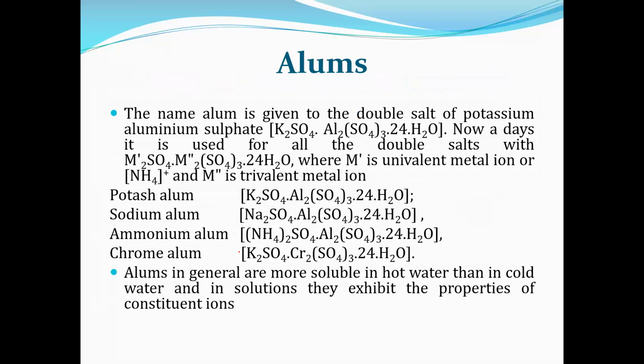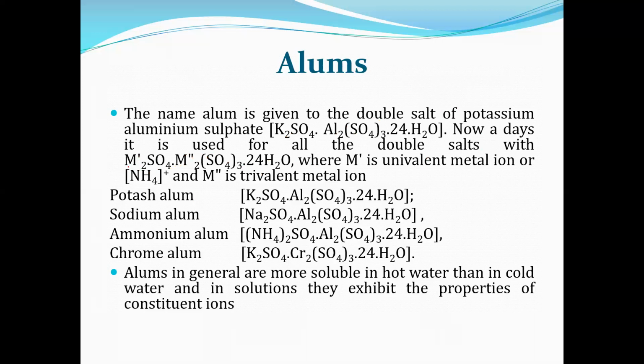So next one is the alum. The name alum is given to a double salt. Double salt means two simple salts joined together, giving the double salt of potassium aluminum sulfate. Here two salts, potassium sulfate and aluminum sulfate, are joined to give the double salt. Nowadays the name is used for all such double salts. This is the general formula for the double salt: M2SO4 dot M2'' SO4 thrice dot 24H2O.